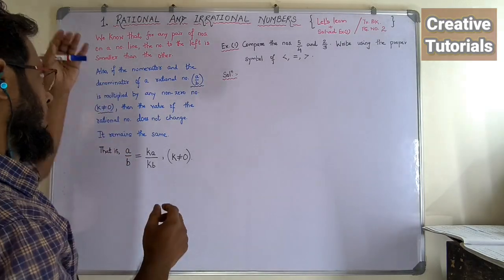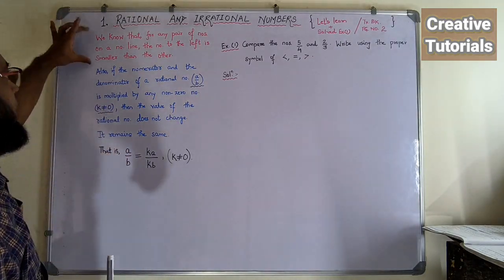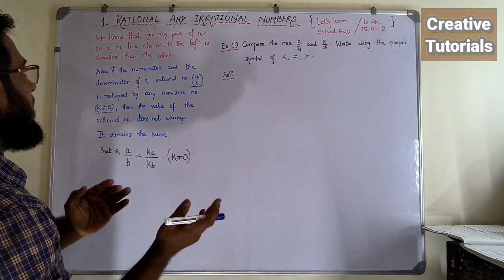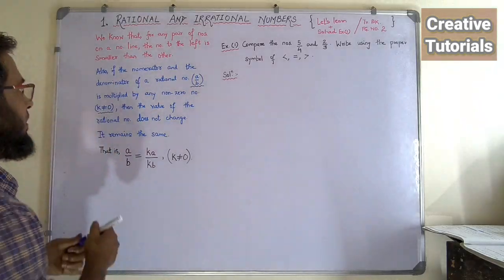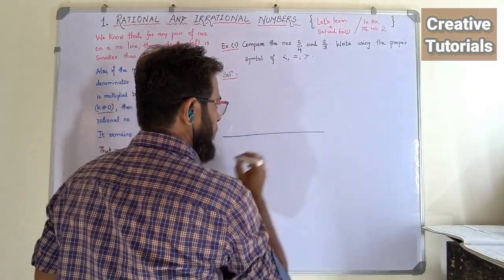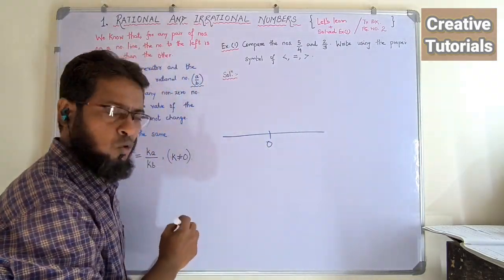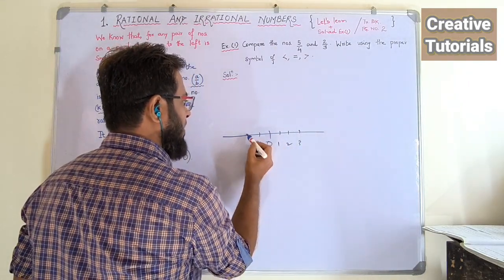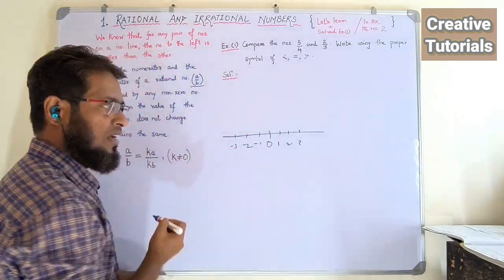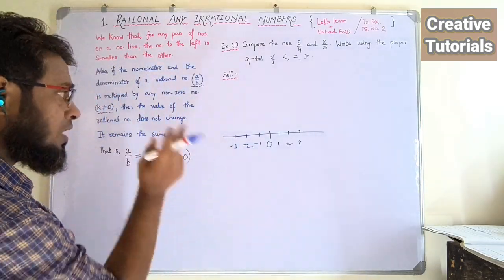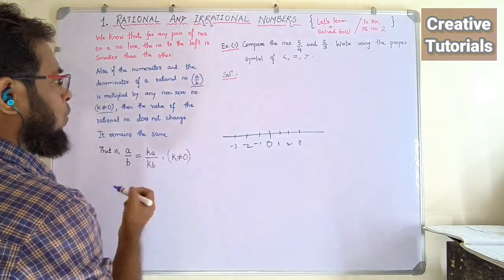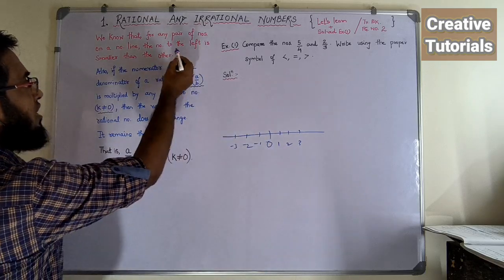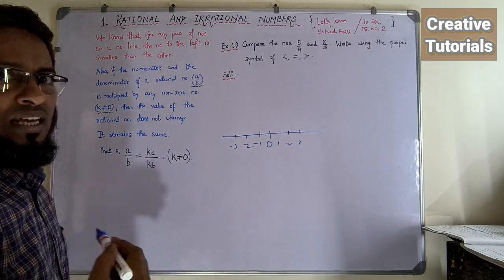So let us understand what's written here. This part. For any pair of numbers on a number line, the number to the left is smaller than the other. Correct now? For example, if I draw a number line for you like this, and suppose here we have 0. Okay, so here we have 1, 2, 3 and so on. And here we have -1, -2, -3 and so on. Correct now? This we have already seen in our practice set 1.1. Okay, so the sentence says that for any pair of numbers on a number line, the number to the left is smaller than the other.